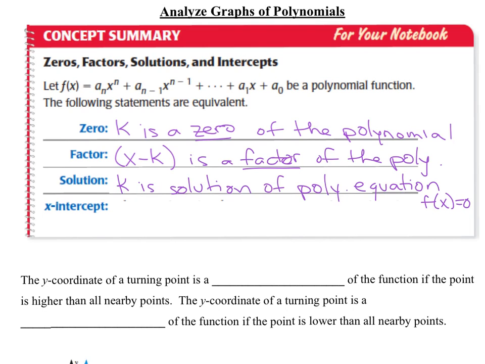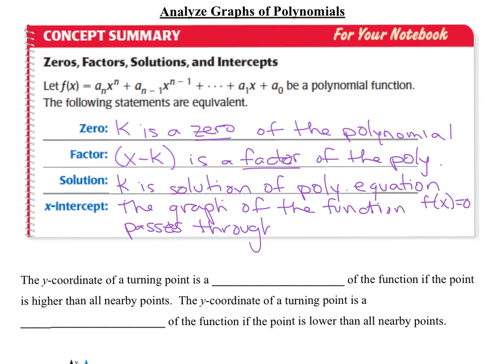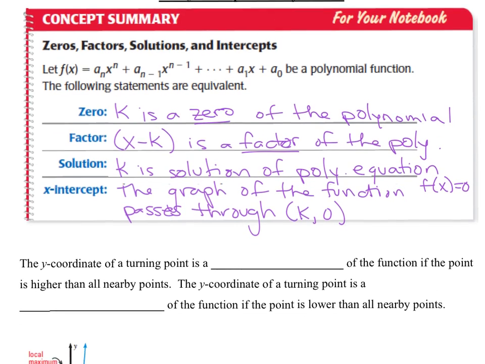And then an x-intercept, if k is a real number, k is an x-intercept, so we have a definitive x value where it crosses the x-axis. So here we have the graph of the function passes through k, 0. So we've been talking about this all along throughout this unit. So again, these are just some different wording of talking about the same thing.